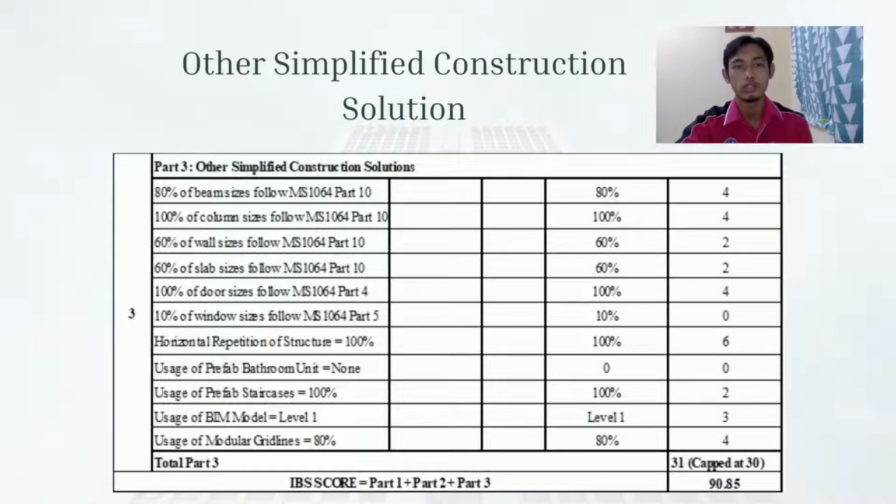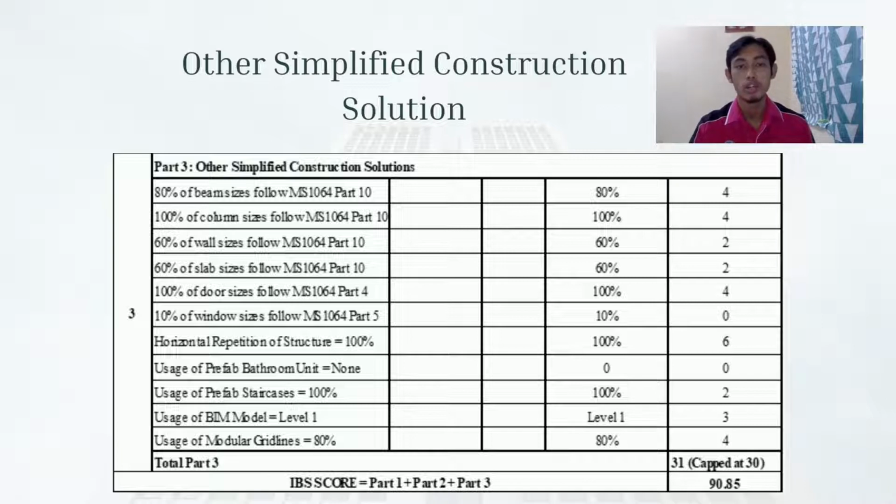Next, lastly, in the IBS score, the elements that need to be considered are either a simple construction solution, which is 80% of beam size following the Mesa standard, 100% of column size, 60% wall size, 60% of slab size, 100% of door size, 10% of window size, and horizontal repetition of structure, use of precast bathroom, use of precast, use of beam model, and lastly use of modular grid line.